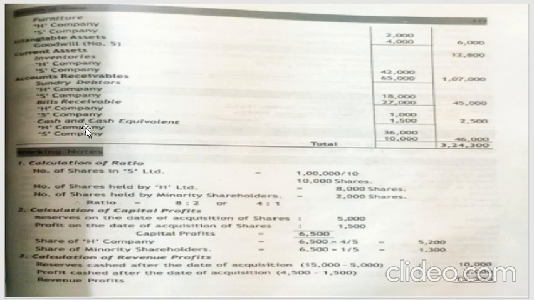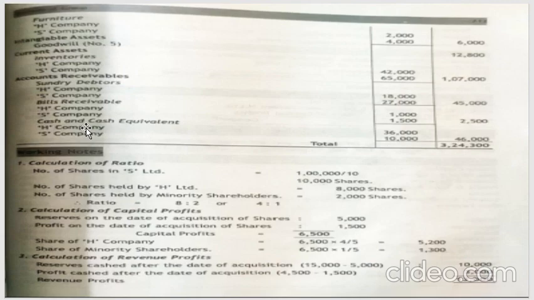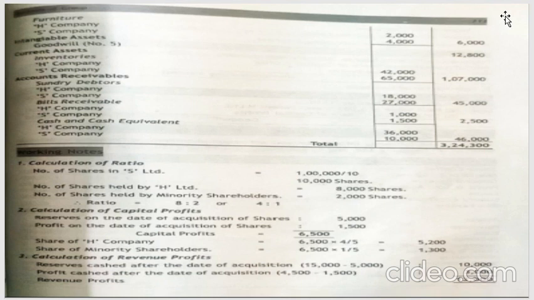Next we have bills receivable. As per the question, the bills receivable amount is 1,000 and 1,500 for S Limited. So we will be taking bills receivable 1,000 and 1,500, which will give you 2,500.